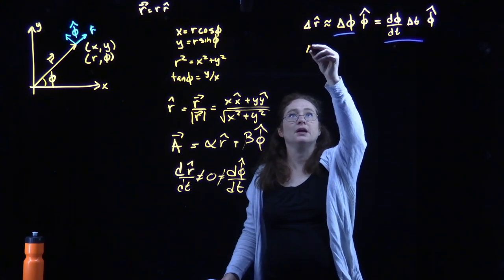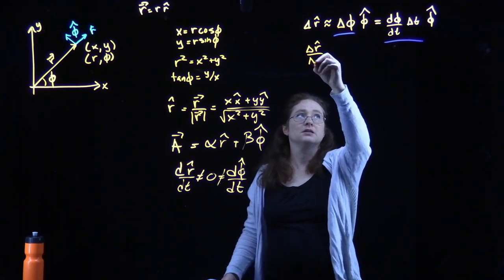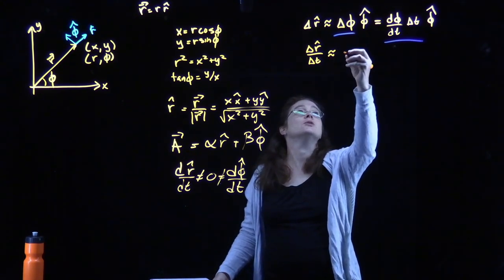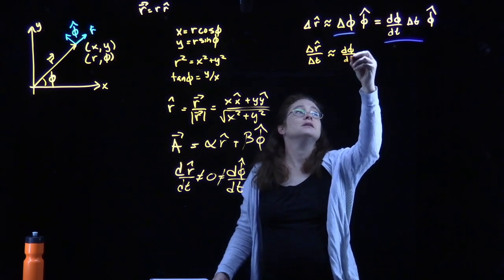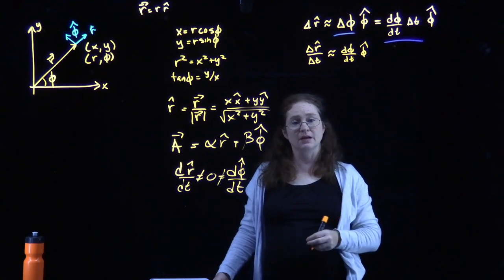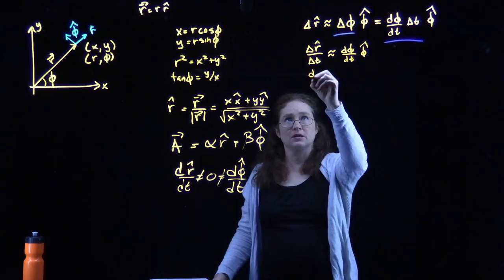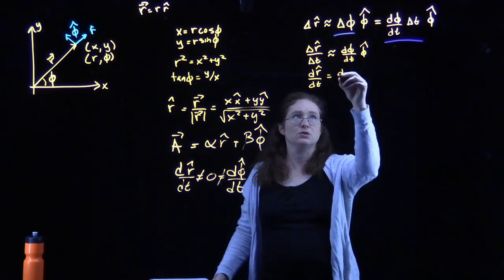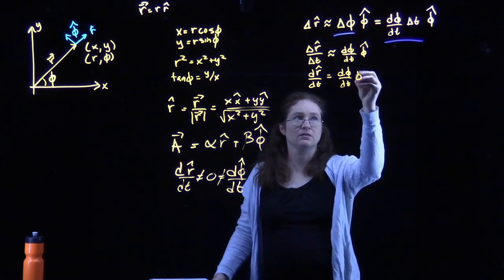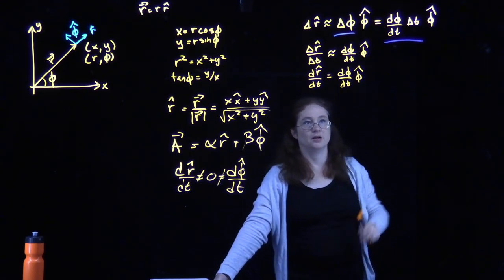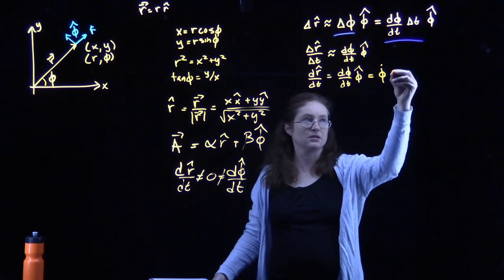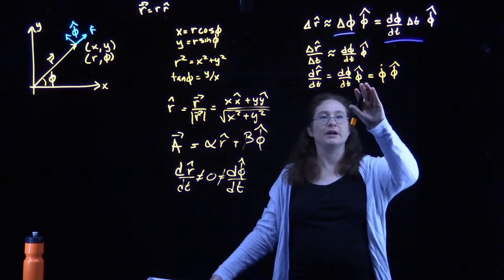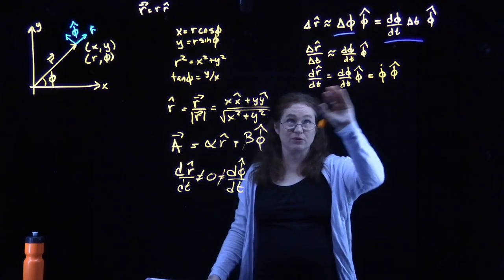So then I have delta r hat over delta t roughly equal to d phi dt phi hat. And as I take the limit of dt goes to 0, I can get dr hat dt is equal to d phi dt phi hat. I can also write this as phi dot phi hat. So here, I have figured out my time derivative of r hat.